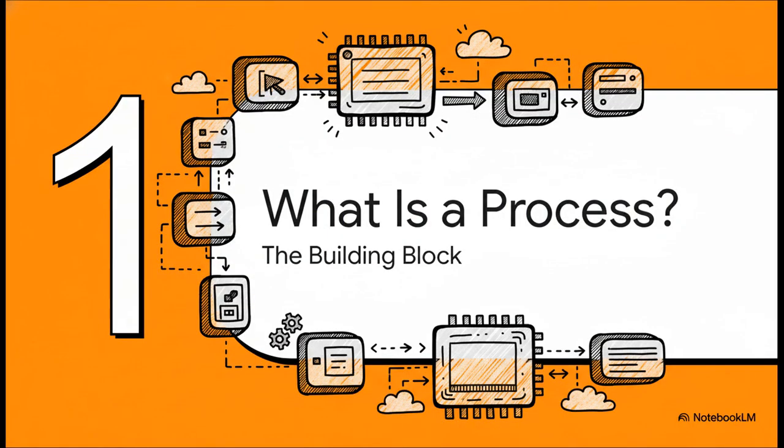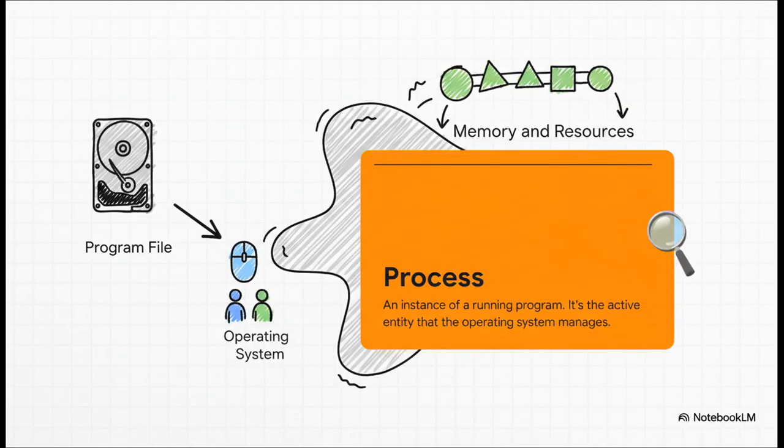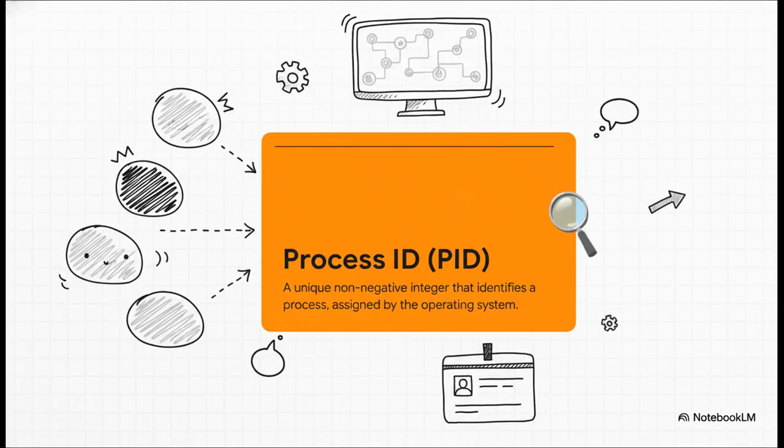The main character in our story is something called a process. This is the fundamental building block of all multitasking. You see, a program, like your web browser, is really just a lifeless file sitting on your hard drive. It's just code. But the moment you double-click it, the operating system brings it to life. It creates a process, which is an active, running instance of that code, with its own memory, its own resources, its own little life. And to keep track of all these living things running around, the operating system gives each one a unique number. We call it the process ID, or PID for short. It's basically a social security number for your programs, making sure the OS knows which one is your browser and which one is your music player.